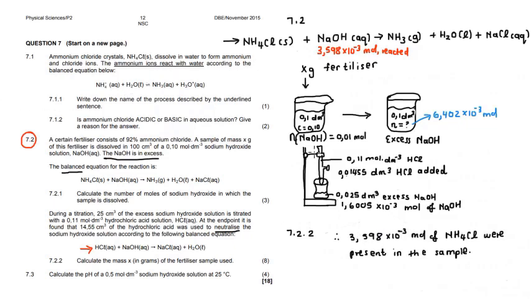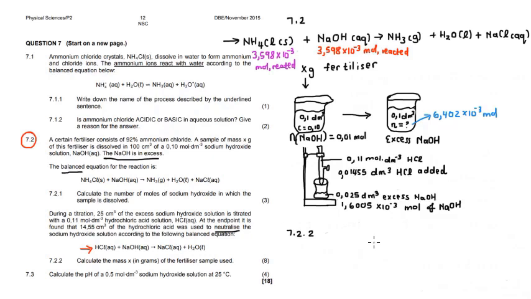I'm going to put this amount back over here. So 3.598 times 10 to the minus 3 moles reacted as well. Okay, so we are almost done with the solution. We just need to now go to a periodic table and convert these number of moles of ammonium chloride crystals that reacted into grams. So we need the molar mass.